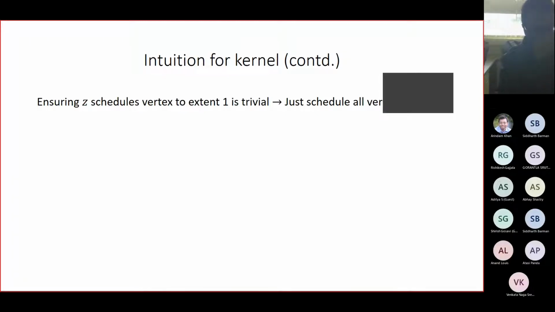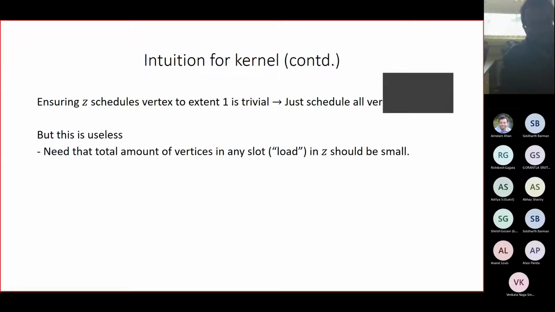Now let's also address what maybe Arindam had said earlier, that Z may not be an assignment. I'm just multiplying it by some matrix, right? I have no idea what it looks like now. So in particular, if all you want to do is ensure that Z schedules vertex to extent of 1, this is completely trivial. You could just schedule every vertex to extent of 1 in the first slot, right? This is also useless.